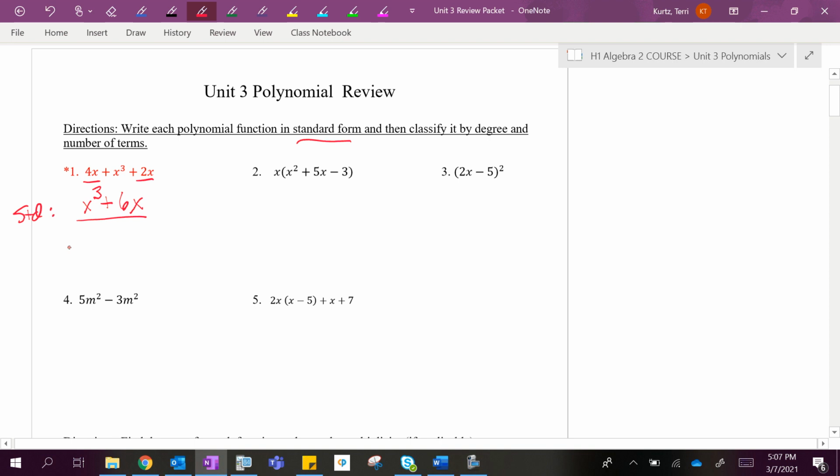And it is a degree 3, which is a cubic polynomial. And it has 2 terms, which is a binomial. So this is classified as a cubic binomial. So a reminder, you might want to look back at your notes and look at the special names we have for classifying a polynomial by degree and the special terms we have for number of terms. Okay, so again, I'm going to leave that to you guys to go look at, but that's an example of how this is done.